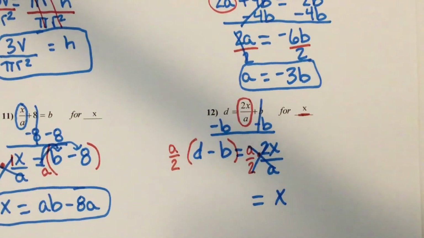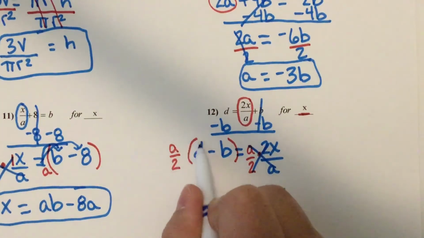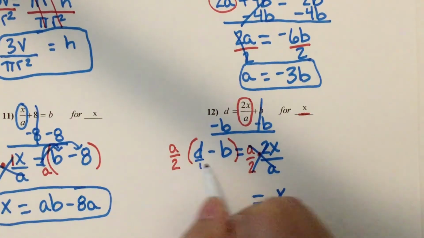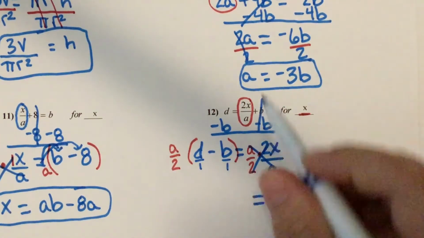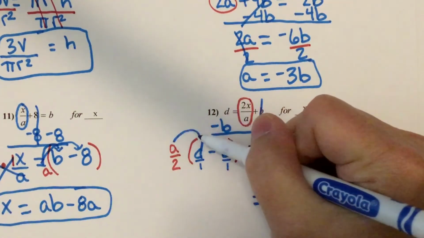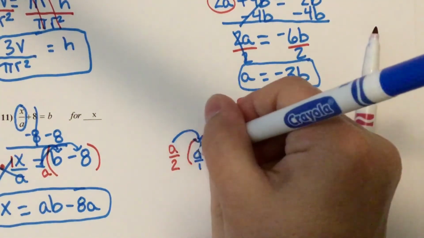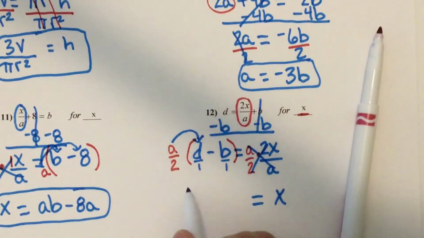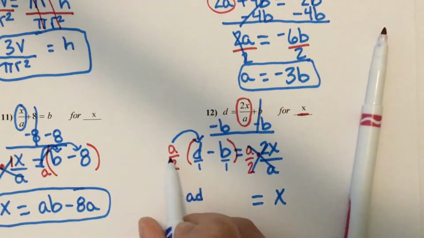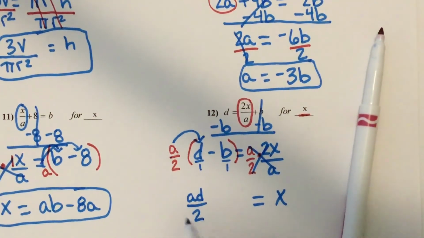And the left side, I need to distribute. Okay, so I'm taking a fraction times this d, so I'm just going to pop it over a 1. I'm taking this fraction times the b, so I'm going to pop it over 1. So let's take a over 2 times d over 1. Remember, you just multiply numerators and then denominators. So a times d is just ad. Put your fraction bar. And 2 times 1 is just 2.